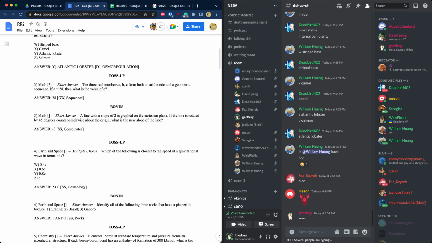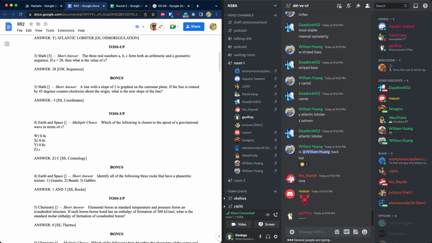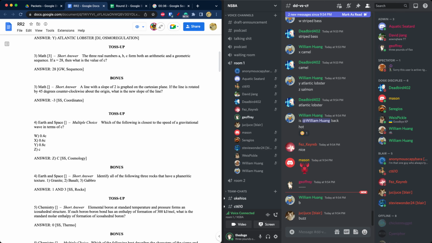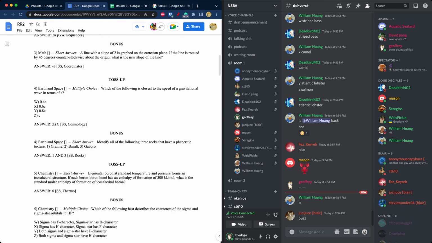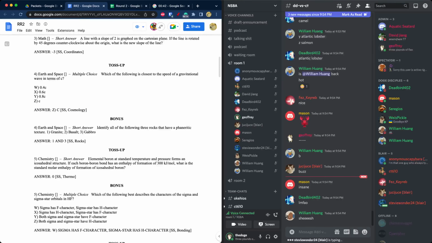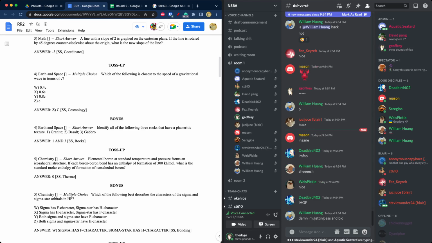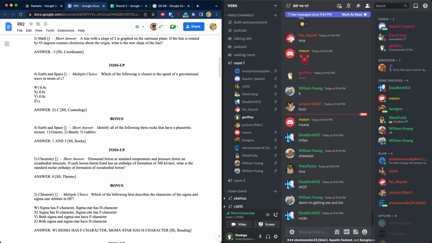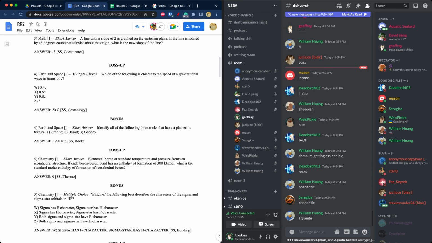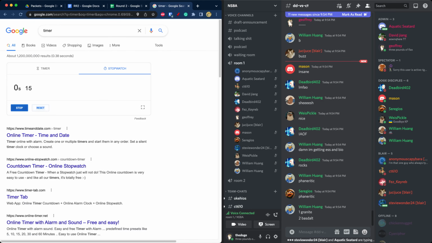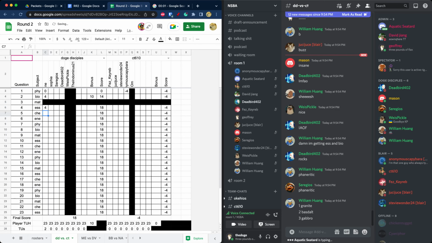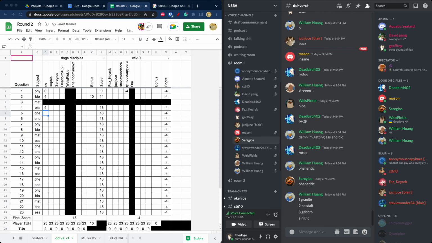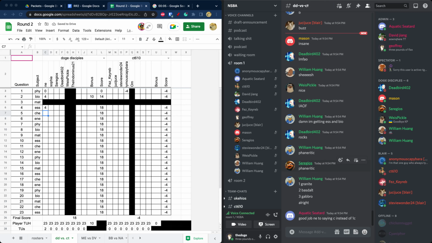All right, toss up 4, Earth and space, multiple choice. Which of the following is closest to the speed of a gravitational wave in terms of c? W, 0.4 c. Interrupts Nay. Z, c, is correct. Bonus Earth and space, short answer. Identify all of the following 3 rocks that have a phaneritic texture. 1, granite. 2, basalt. 3, gabbro. 1 and 3. 1 and 3, right? Yeah. 1 and 3 final.